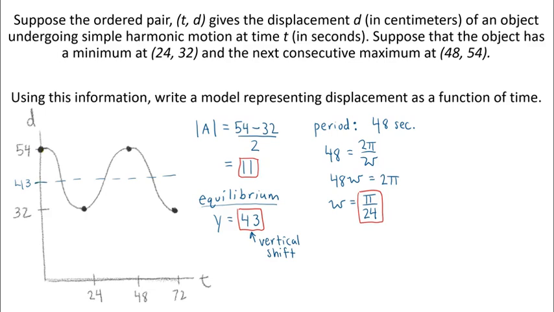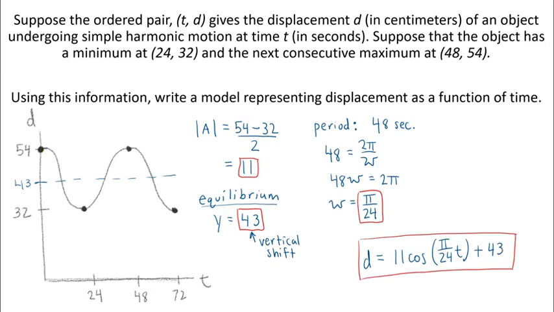So now that we have all of our information, we can put together our equation to model this displacement. We would have d is equal to our amplitude, which is 11, times, and we said we had to use a cosine function because we were at maximum displacement here when t is equal to 0. So we have 11 cosine of pi over 24 t. And then we had a vertical shift of plus 43. So there is our equation modeling this specific situation.